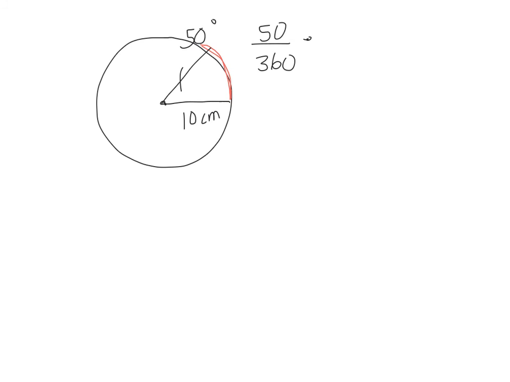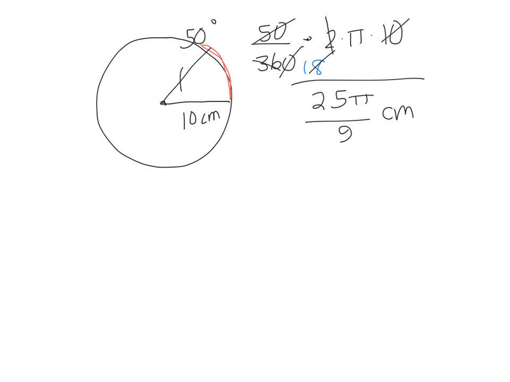And then I'm going to multiply it by the entire distance around the circle, which is 2 pi r. So 2 times pi times 10. So if I want to reduce, I have 10. Those two can cancel out, and then I can reduce 360 to be an 18 on the bottom. And I could keep going. This I could divide by 2, and this could divide by 2. And I'm left with 25 pi over 9 centimeters as my answer. So if I'm doing degrees, I would take the degree over 360 and multiply it by the circumference.